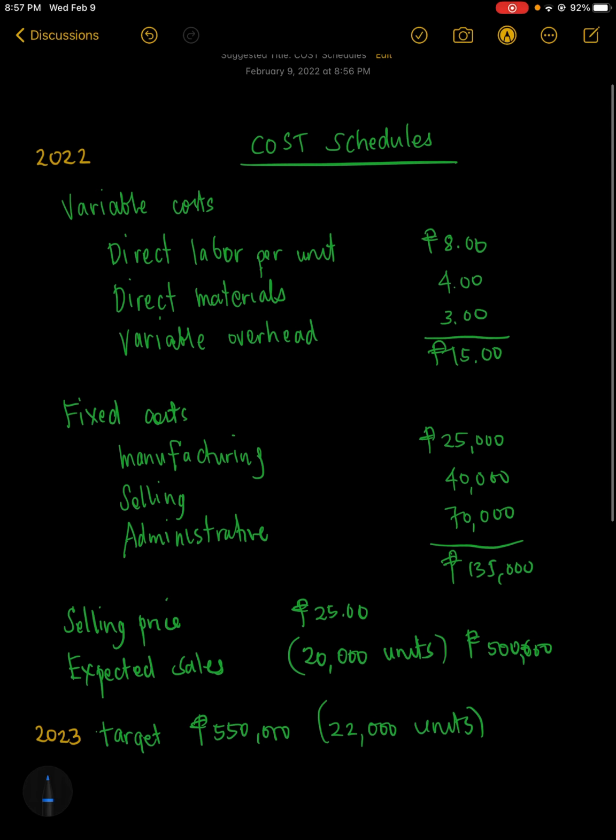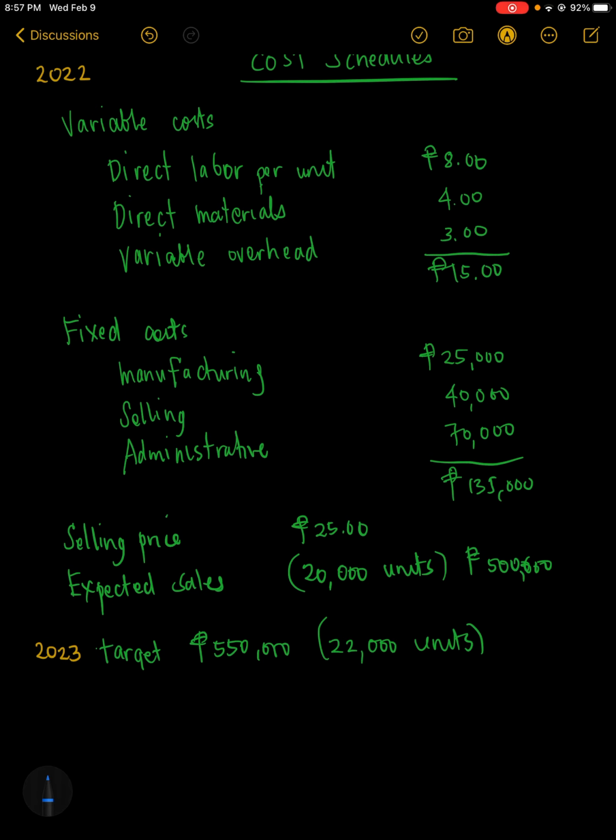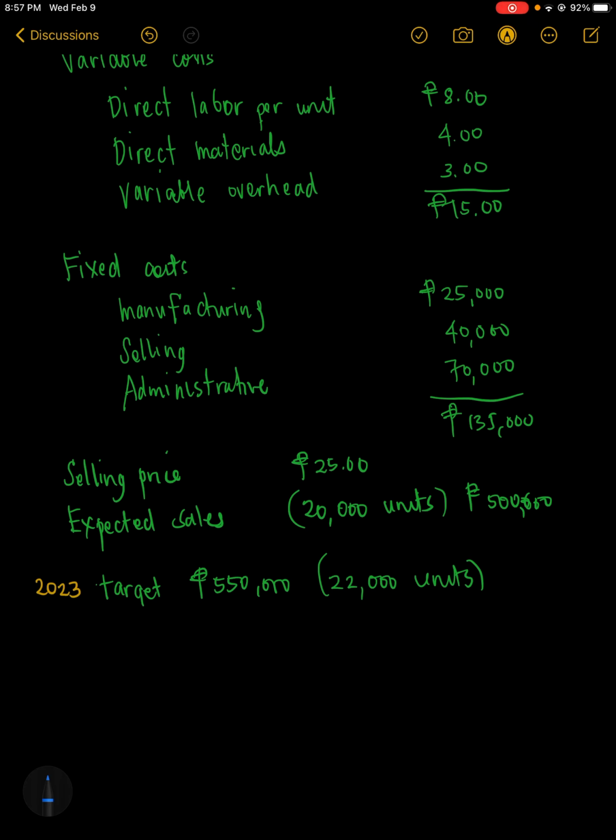The selling price is set at 25 pesos and my expected sales for 2022 are 20,000 units with an equivalent of 500,000 pesos. And for the next year, 2023, my target is to sell 550,000 or to sell 22,000 units at a price of 550,000 pesos. So considering the cost schedule available, let us compute for the projected operating income for the year 2022.